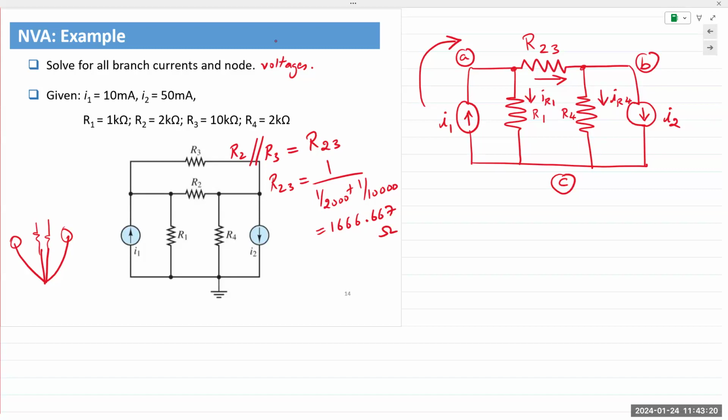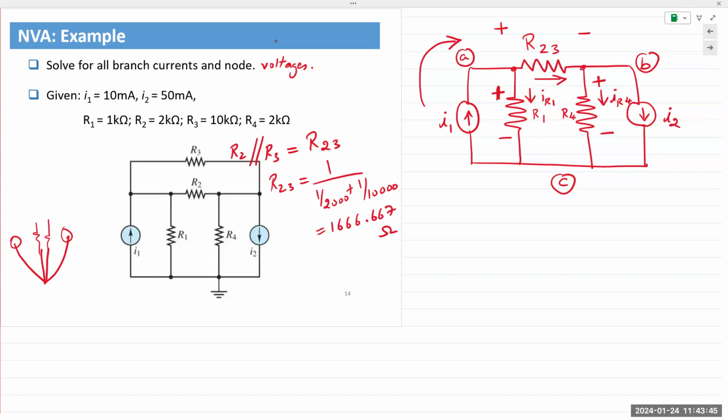So then we assign the polarity due to these assumptions of the direction of the current. Point of entry is plus, meaning the voltage across R23 is plus on the left, minus on the right. And for resistor R1, coming from the top, it's plus and minus.